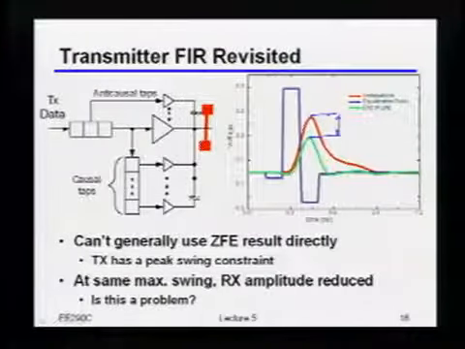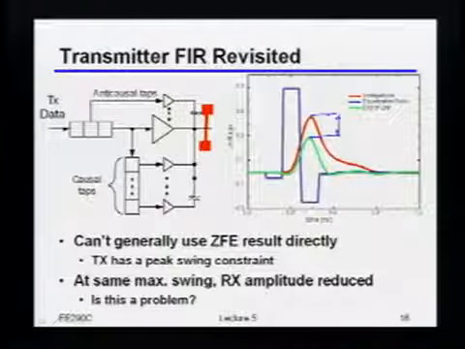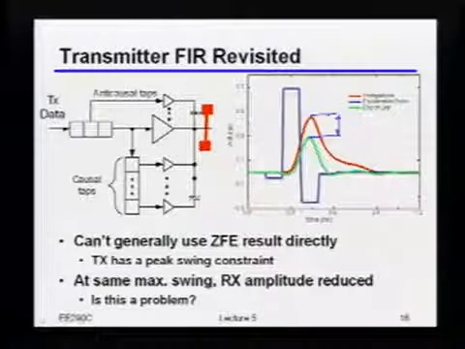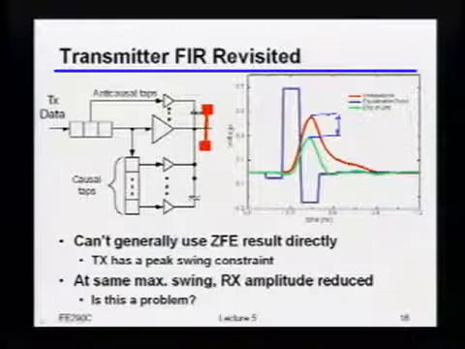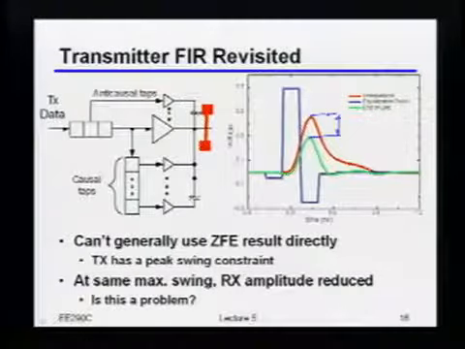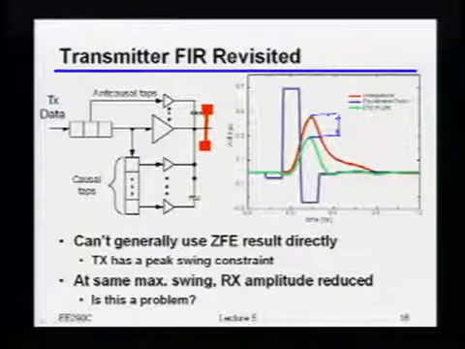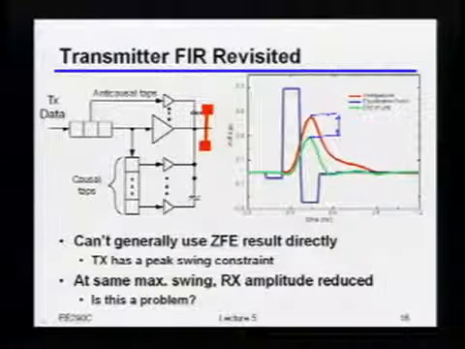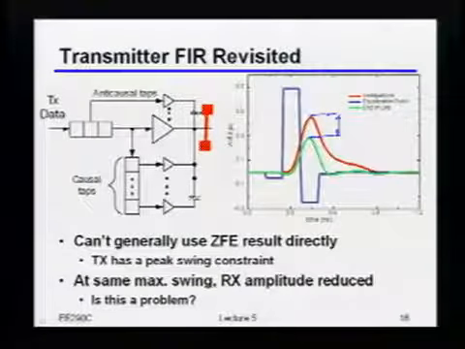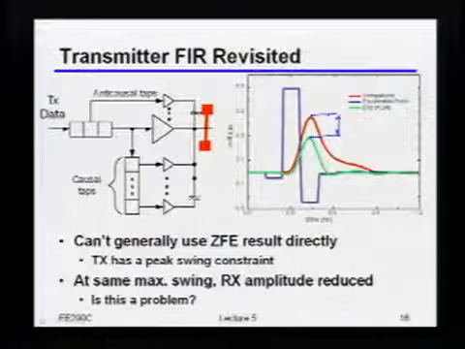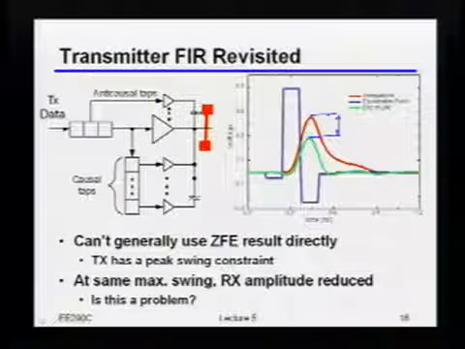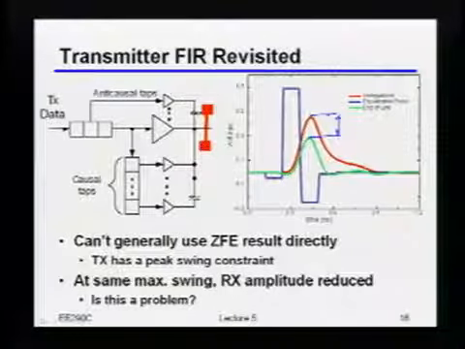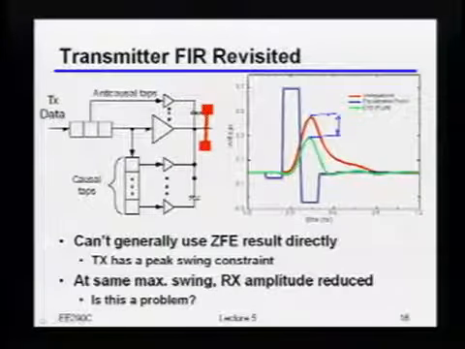To say it another way, in order to emphasize the high frequency stuff, I have to de-emphasize the low frequency stuff. By the way, sometimes when you put it on the transmitter, people will call it pre-emphasis or pre-de-emphasis or something like that. Does that make sense to people? Okay, so as we said, if I keep the same peak signal swing, then my received amplitude is smaller. Now here's the question. Is that a problem? Is that a big deal, or who cares?